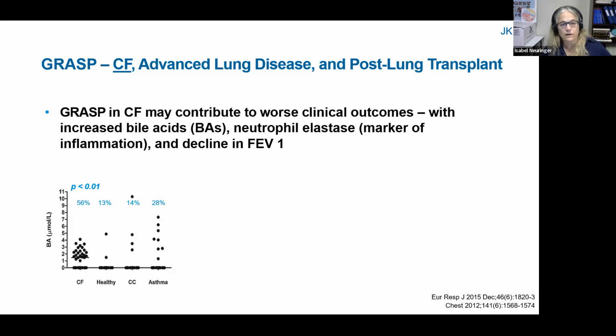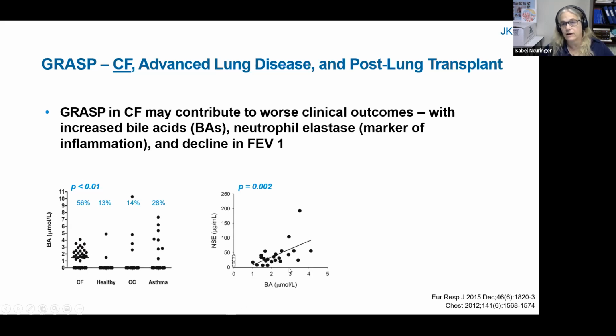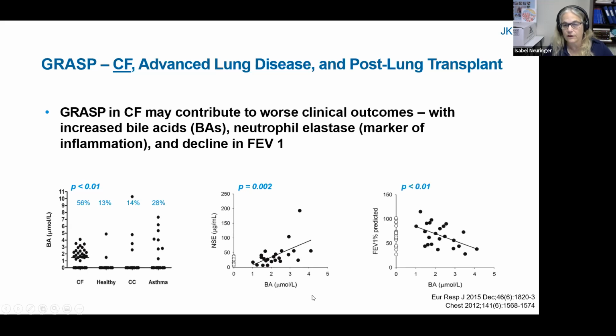In this particular study, one can see in the panel in the lower left, 4 groups of patients were compared: those with cystic fibrosis, healthy patients, chronic cough, and asthma. 56% of patients with CF had elevated bile acids in their sputum compared to healthy controls, chronic cough, and asthma. Elevated bile acids were associated with increasing neutrophil elastase and also a decline in FEV1 or PFTs.